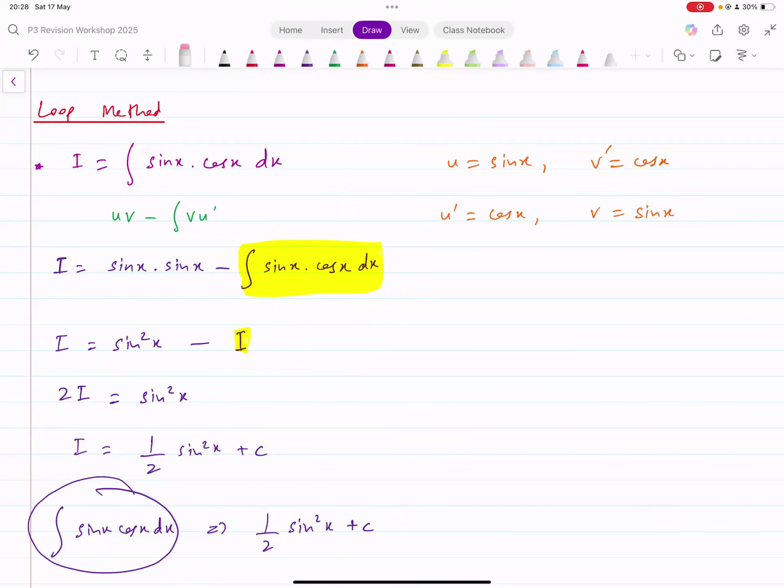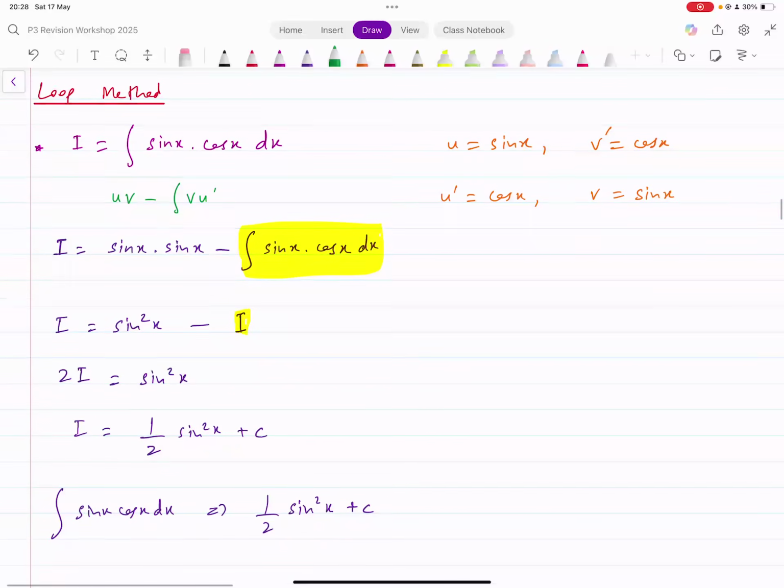Okay, we can call this the loop method. And that is used when you apply integration by parts and you get a cyclic expression, where you get the same thing back again that you started from. It's not getting any simpler. It's just giving the same thing again.